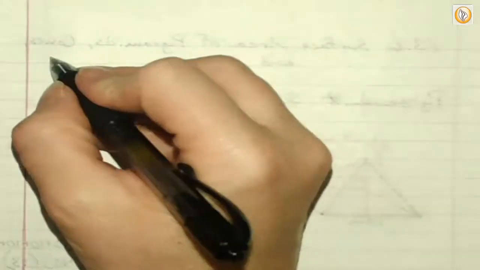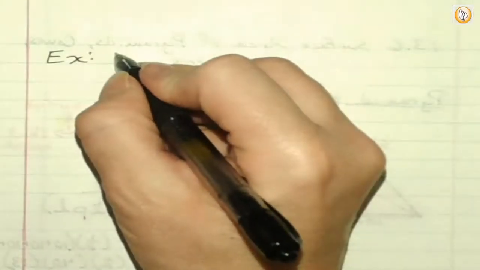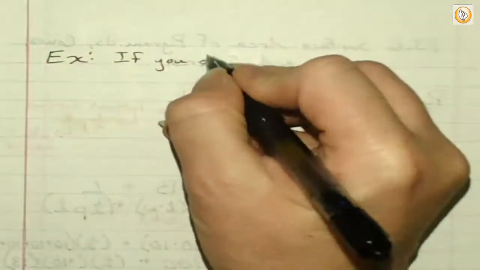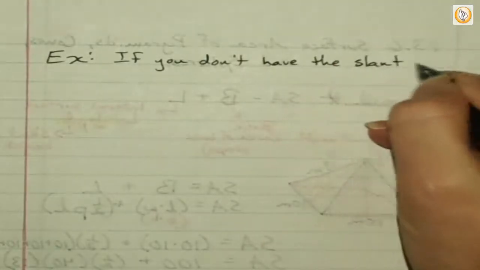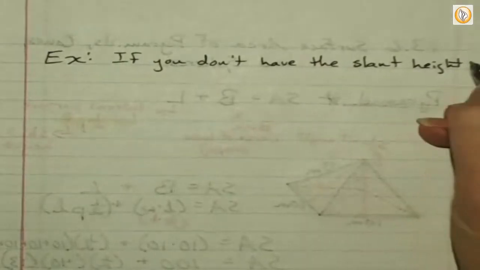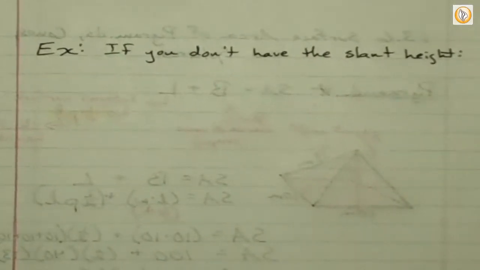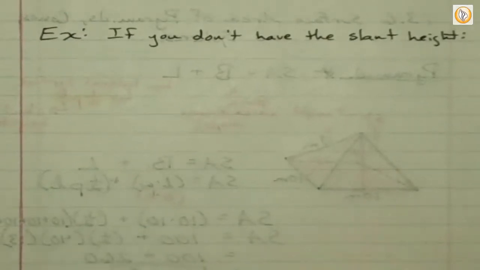All right, so I'm doing an example. This is if we don't have slant height. So we're going to find the surface area, but they did not give us the slant height. So we have to figure it out. So I'm going to start drawing my picture.